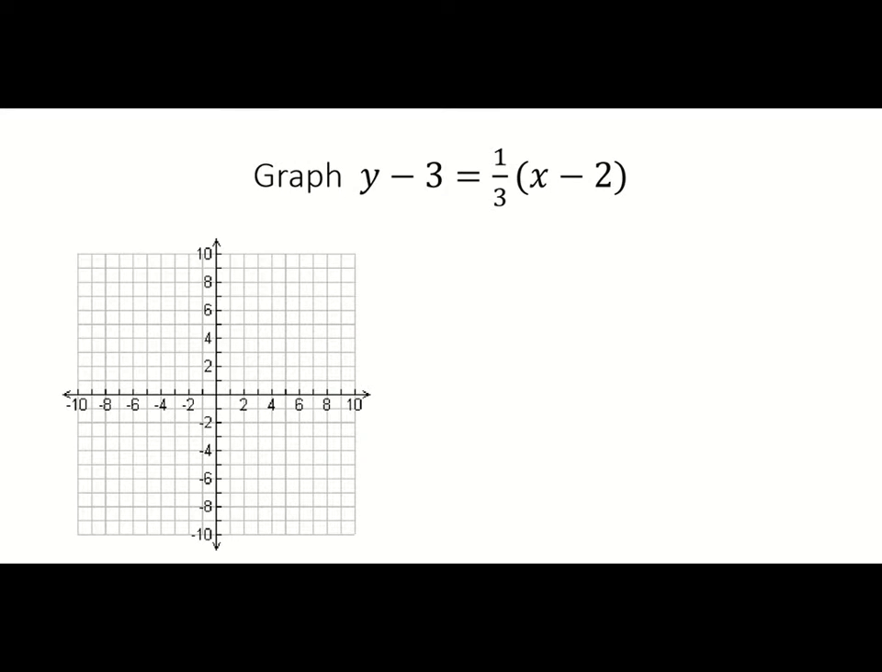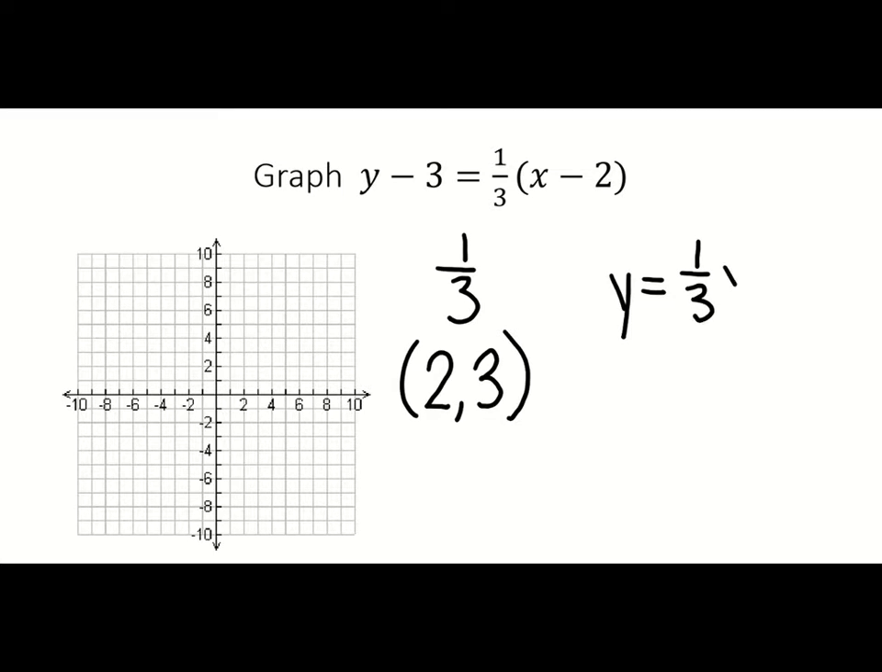So using all this information from the 2 previous problems, we are going to graph our equation y minus 3 equals 1/3 times x minus 2. So in our first problem, we said the slope of this line was 1/3, and there is a point at (2, 3). This is the same problem we started with. And in the second problem, we just said in slope-intercept form, this would be y equals 1/3 x plus 7/3.